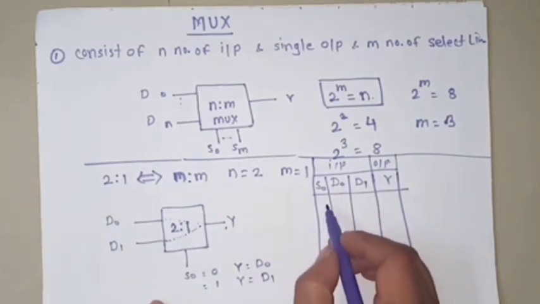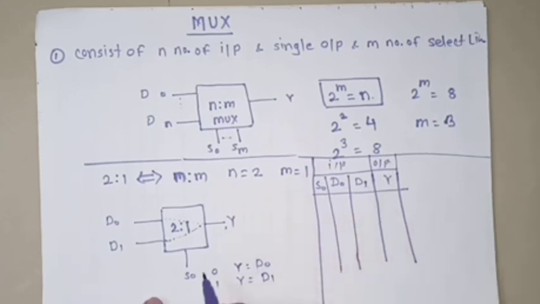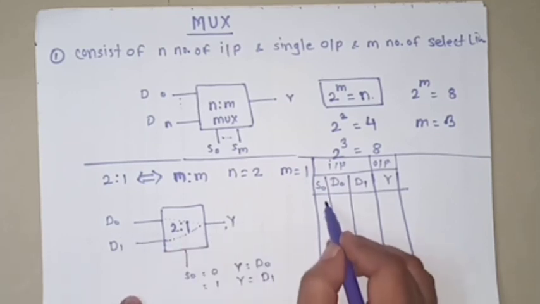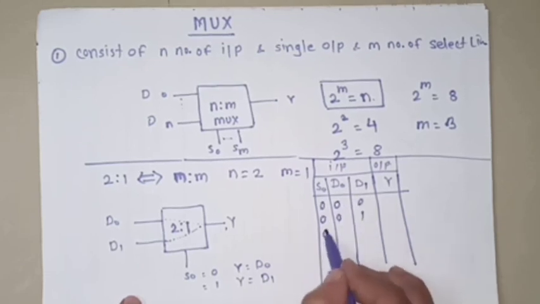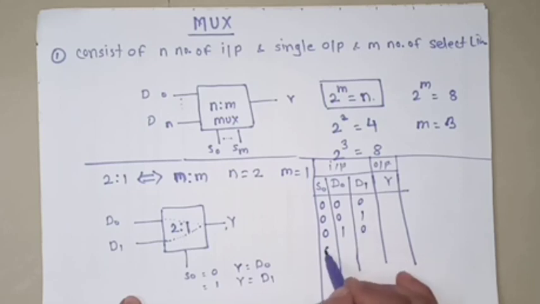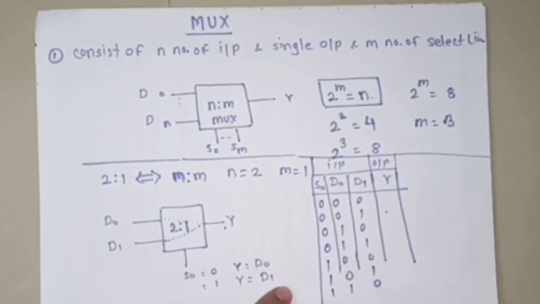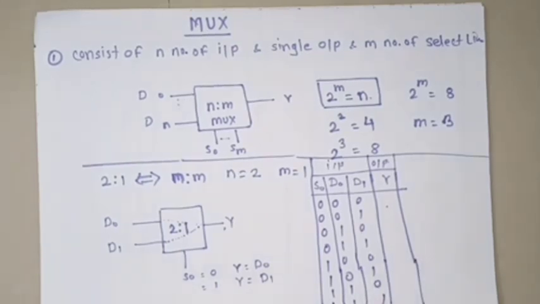So we will take all the possible conditions here, S0, D0 and D1, because we have three inputs. This is also an input and these two lines are also inputs. So for three inputs we will get eight possible combinations: 0 0 0, 0 0 1, 0 1 0, 0 1 1, 1 0 0, 1 0 1, 1 1 0, 1 1 1. So these are the possible conditions.